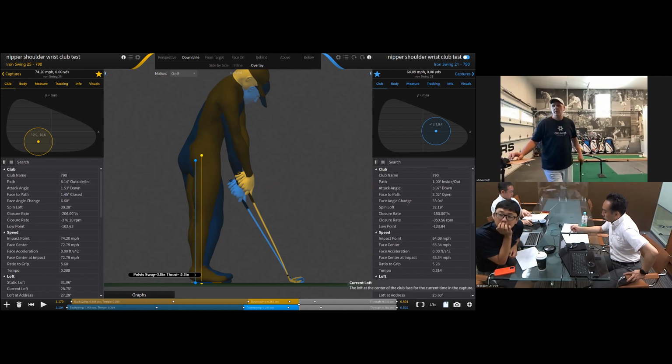So one of the best drills that I've found, I've had a lot of success with this, is just a pool noodle like this. This is just a piece of foam. Okay, you can put this on your golf bag.